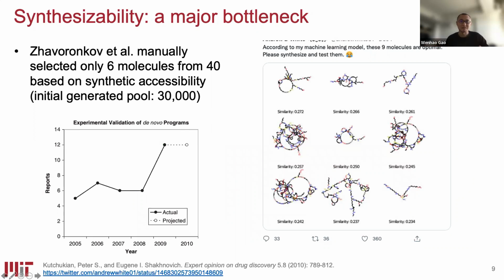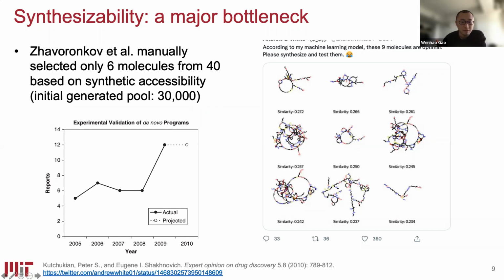However, that doesn't mean we are already there. Indeed, the team at Insilico Medicine manually selected only 6 molecules from the 40 based on synthetic accessibility. And that 40 was already filtered from a list of 30,000 initially generated. And the problem is not a single case. Indeed, most de novo design algorithms exhibit poor synthesizability, which impedes further experimental validation.